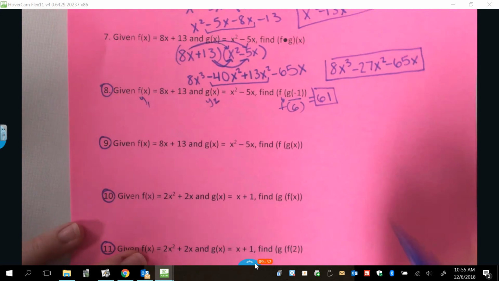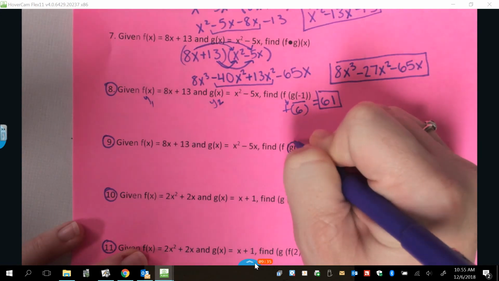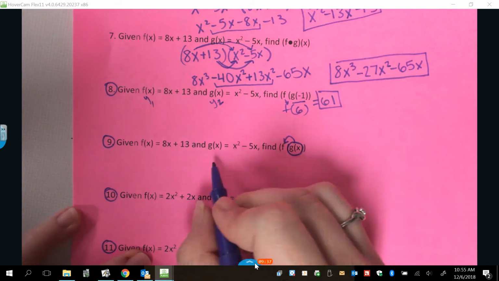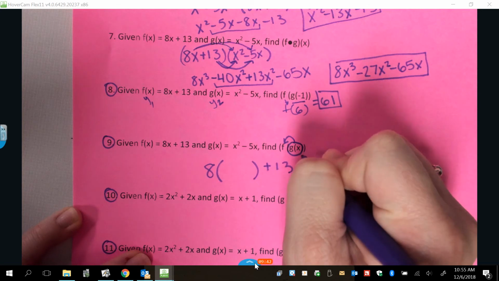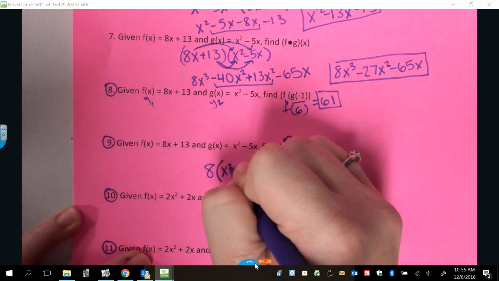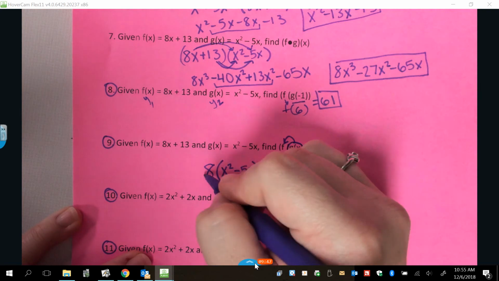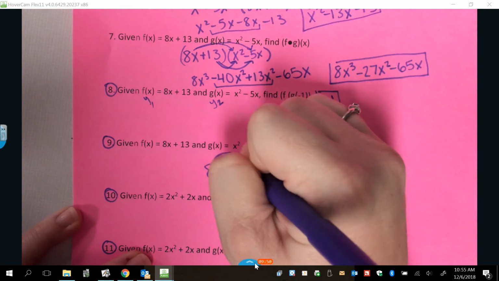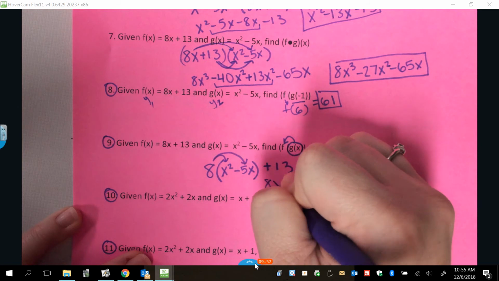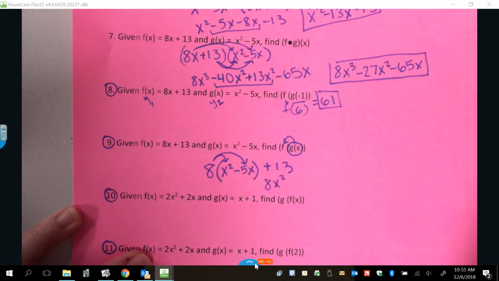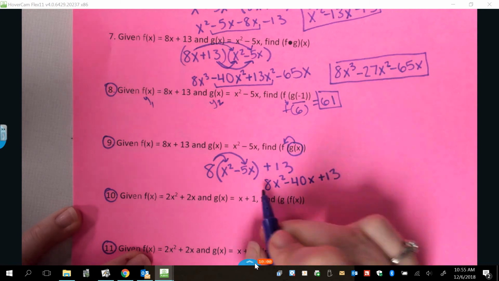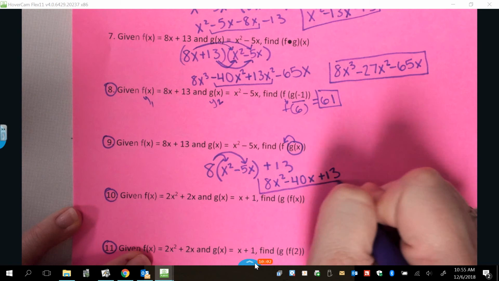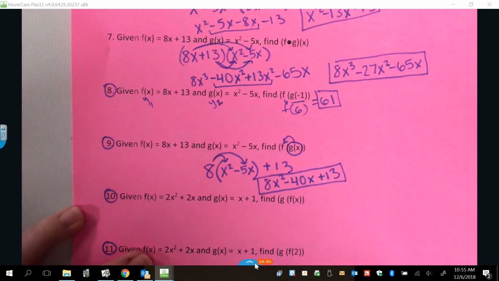Okay, now this one is an equation, so I'm putting g of x inside of f of x. So f of x is 8x plus 13, and I'm putting g of x inside that, so x squared minus 5x. So then I distribute my 8. I do need my parentheses. 8 times x squared is 8x squared. 8 times negative 5x is negative 40x. Bring down my plus 13. There are no like terms, so I'm done. This has x squared, this has x, this has nothing, so none of those can combine.